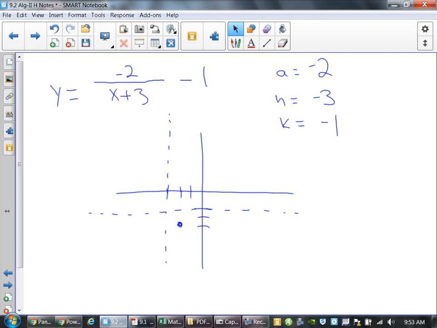Okay. I check the next easy number, -1. What's -1 plus 3? 2. What's -2 divided by 2? What's -1 minus 1? So right off the bat, I knew that this point increased, which means it's probably doing this.